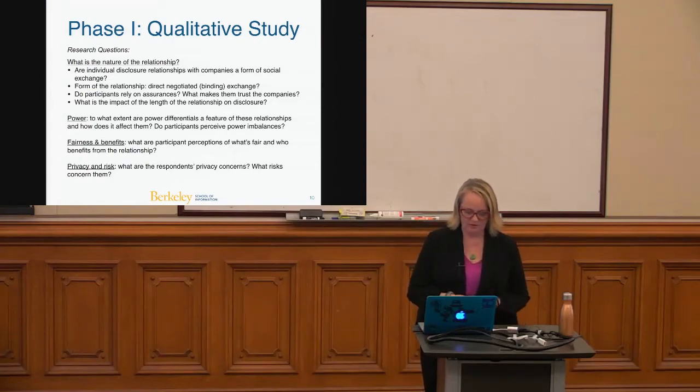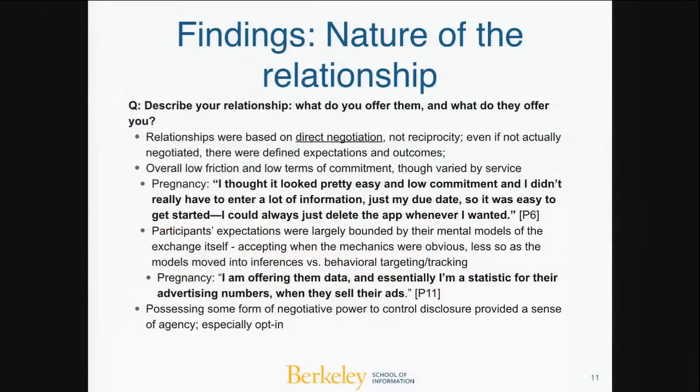And so I'm gonna go through the findings pretty quickly, although we're doing okay on time. So the first set I wanna go through are just questions about the nature of the relationship. So one of the things I asked them was a question along the lines of, describe your relationship to me. What do you offer them? What do they offer you? And as you'll see on these slides, I have a number of quotations from the participants in bold that are fun to read. And so what I found was that, yes, these were direct negotiated relationships.